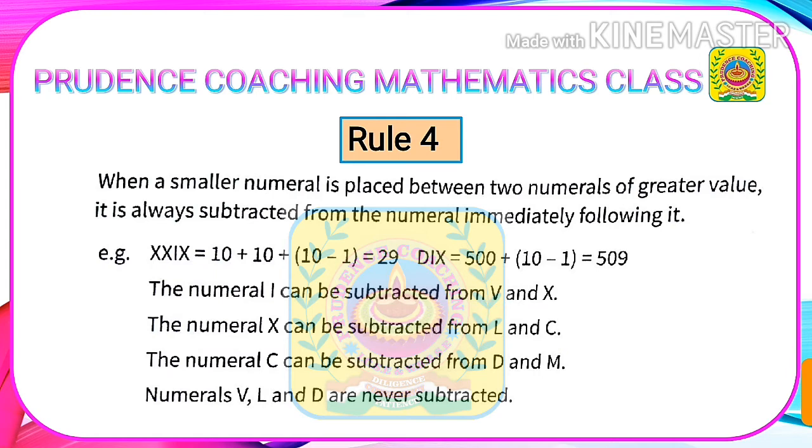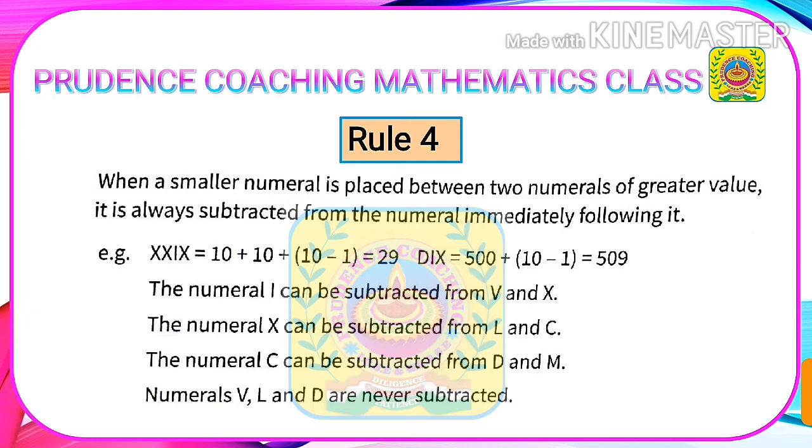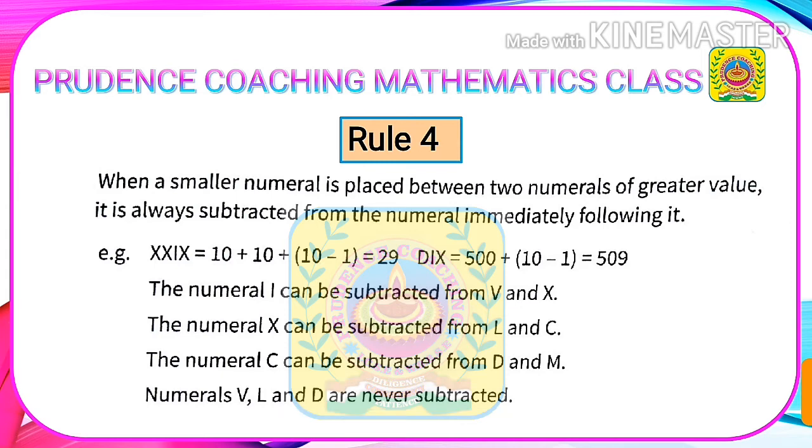Next we have the numeral C, that is 100, can be subtracted from D, that is 500, and M, that is 1000. So C, that is 100, can be subtracted from 500 and 1000, that is D and M in Roman number system. The last thing you need to remember is numeral V, that is 5, L, that is 50, and D, that is 500, are never subtracted. So we cannot subtract V, L, and D from any number in Roman number system. With this, we come to the end of these particular rules.